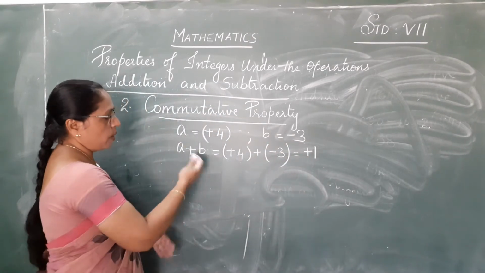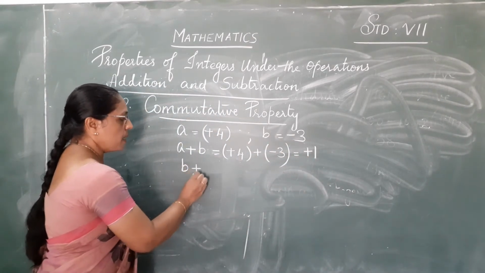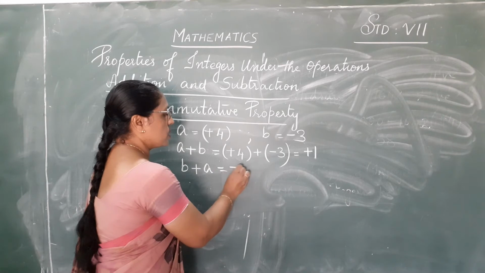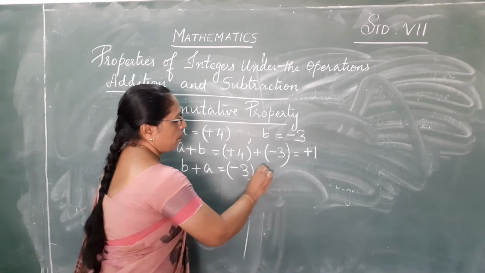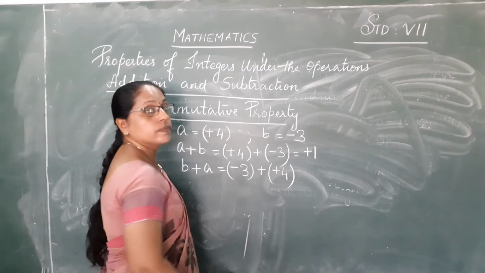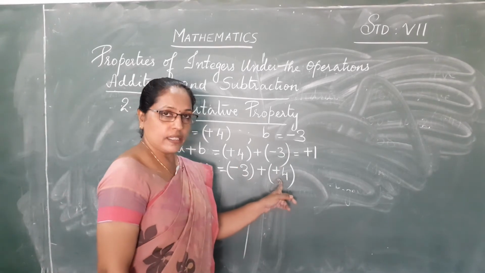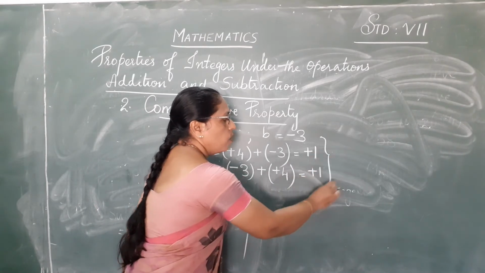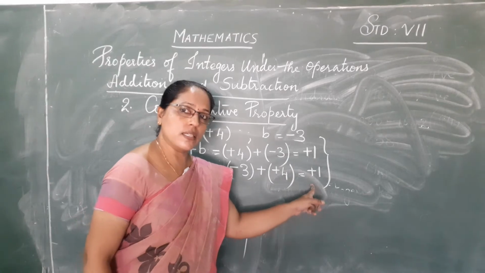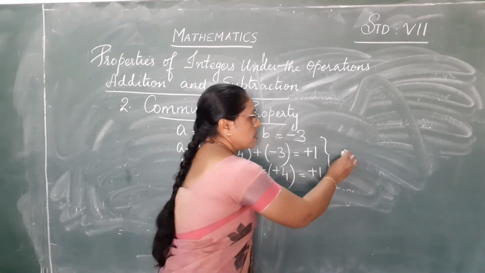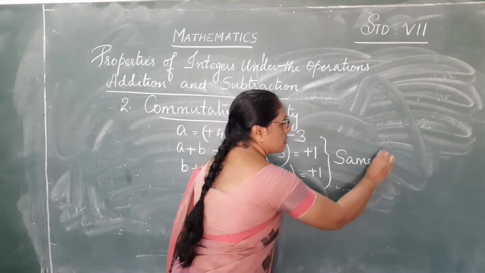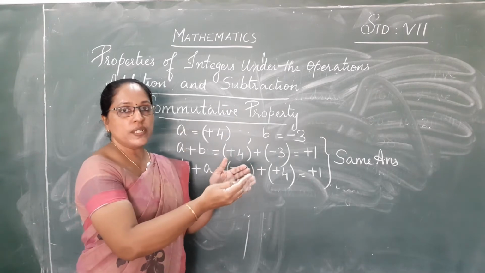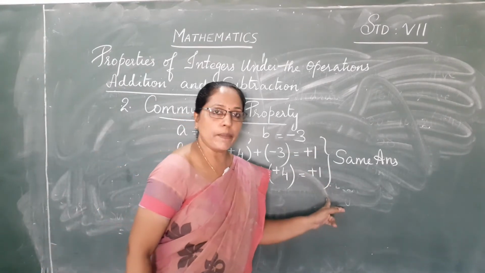Now change the order, reverse the order. Instead of a plus b, we will do b plus a. Let's see what's the answer: negative 3 plus positive 4. Using the rule of integer addition, we will get again the answer positive 1. Are the answers the same? Yes, both the answers are the same. So when we add two integers in any order, the answer is the same.